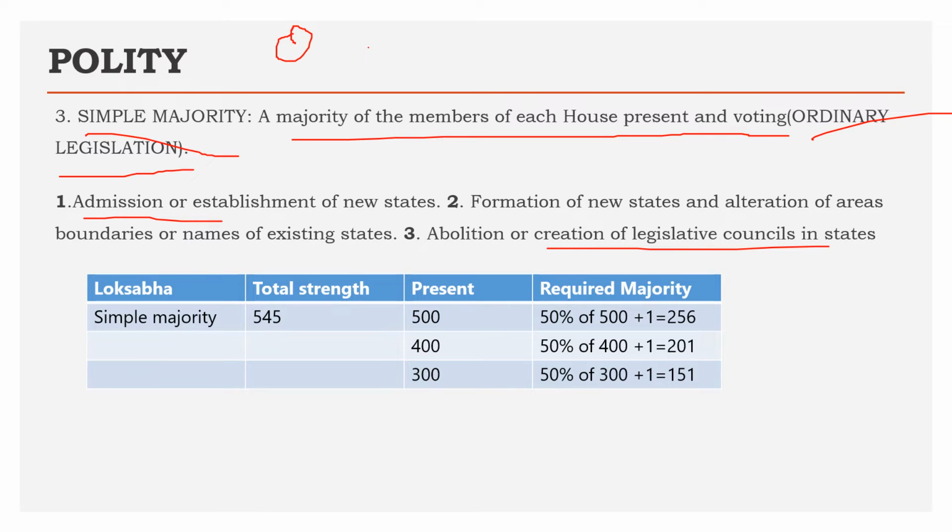So here for simple majority, for example, at that day if 500 people are present, then you need 50% of 500 plus 1, that is 251. But in that 400 means 50% of 400 plus 1, that is 201, and if at all 300 members are present, then it is 50% of 300 plus 1, that is 151. So this is how the simple majority works.